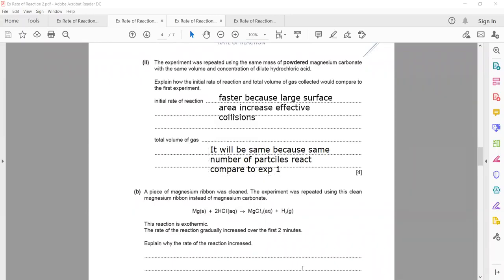So in the first experiment and the second experiment, we took the same amount of reactant. That's why the amount of product will be the same. Is it clear? Any doubt in this?